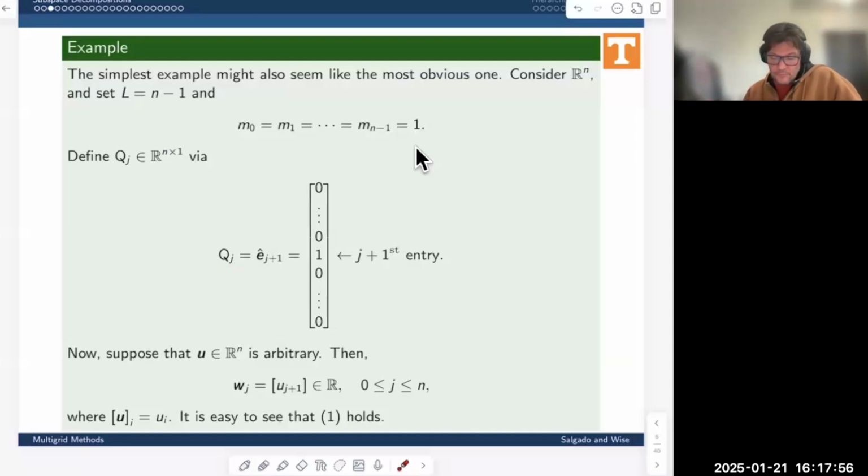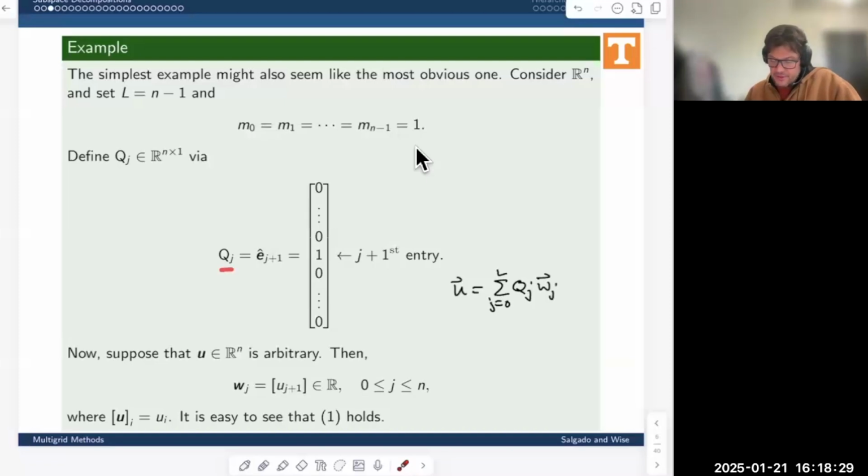Now, if you give me u in Rn, how can I use these matrices, multiplying them against some numbers, to get back to u? What I want to find is, can I find wj so that I can do the sum from j equals 0 to L of Qj wj and get back to u? And the answer is yes. So here's an example of how I can do this.